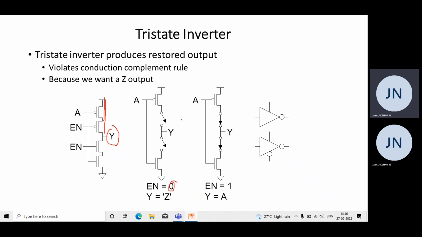And next, if you are giving enable as 0, as I said previously, the circuit will work only if enable is 1. So whenever you give enable as 0, both transistors are open circuit, so the output is high impedance. And whenever you give enable as 1, both transistors will be on and we will get the output as A bar. And these are the various circuit symbols of the tri-state inverter.